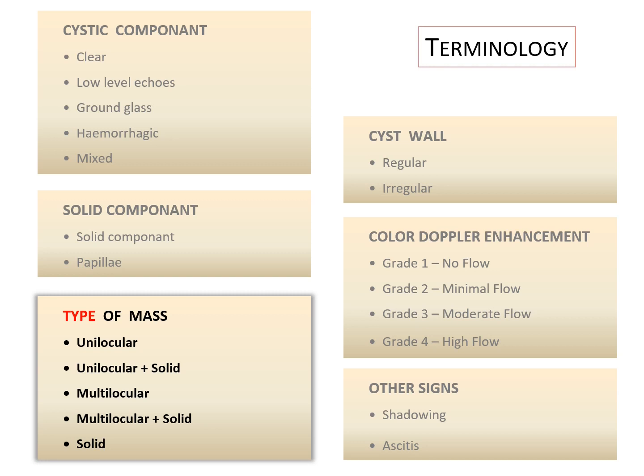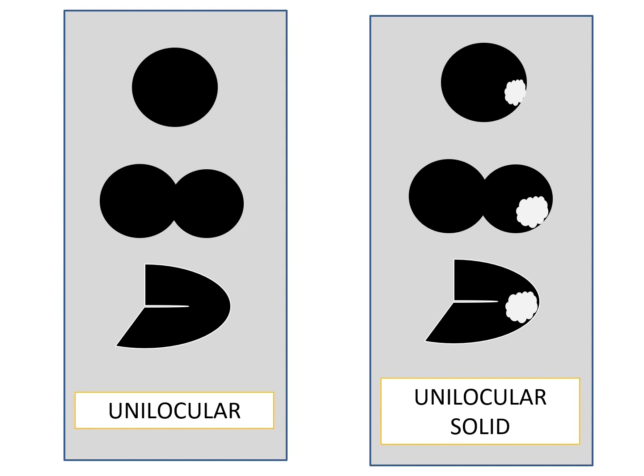The next part of terminology that we are going to discuss is the type of mass. The mass or the cyst can be either unilocular, unilocular solid, multilocular, multilocular solid, or simply solid. A cyst is called a unilocular cyst when there is only one cystic cavity. The cystic cavity can be perfectly circular, it can be bilobed, or it can have quite an irregular shape. But as long as there is one cavity and no solid tumor, you call it a unilocular cyst. A unilocular solid mass is any mass which has one cystic cavity and a small bit of solid area.